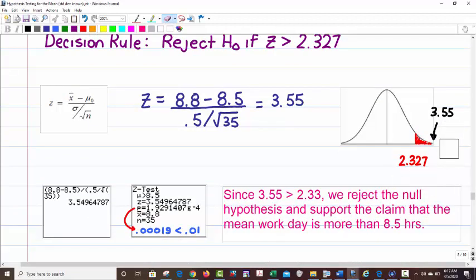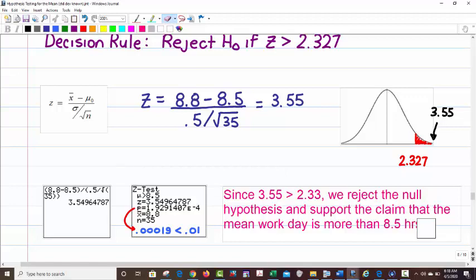And you can see that 3.55 is to the right of that. So it's greater than 2.327, or as I rounded it, 2.33 here, that doesn't matter. Since 3.55 is greater than 2.33, we reject the null hypothesis and we support the claim that the mean workday is more than 8.5 hours.